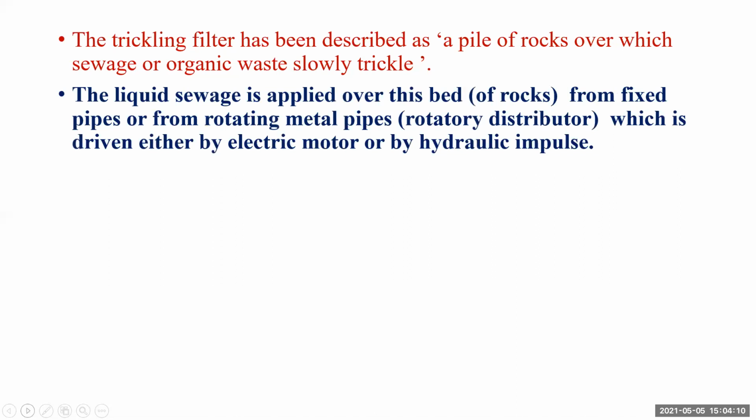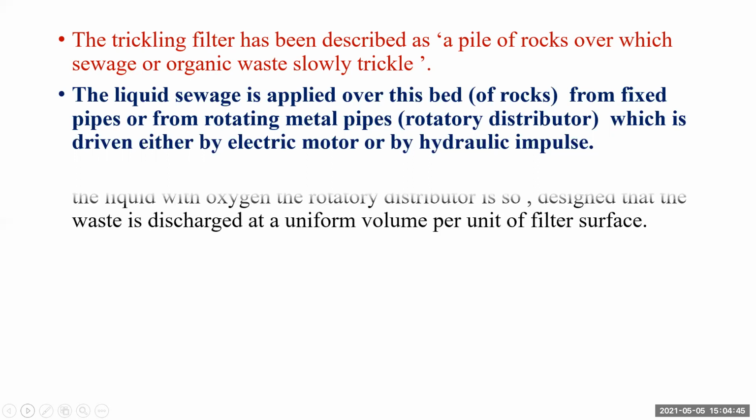Liquid sewage is applied over the bed of rocks from fixed pipes or from rotating metal pipes. Okay, so the liquid sewage enters inside the pipe through the inlet, and then it goes to fixed metal pipes or rotating metal pipes, which we call a rotary distributor, and from the distributor the liquid sewage is applied over the bed of rock. The rotary distributor or the pipe from which sewage is applied on the bed of rock is either driven by electric motor or by hydraulic impulse.